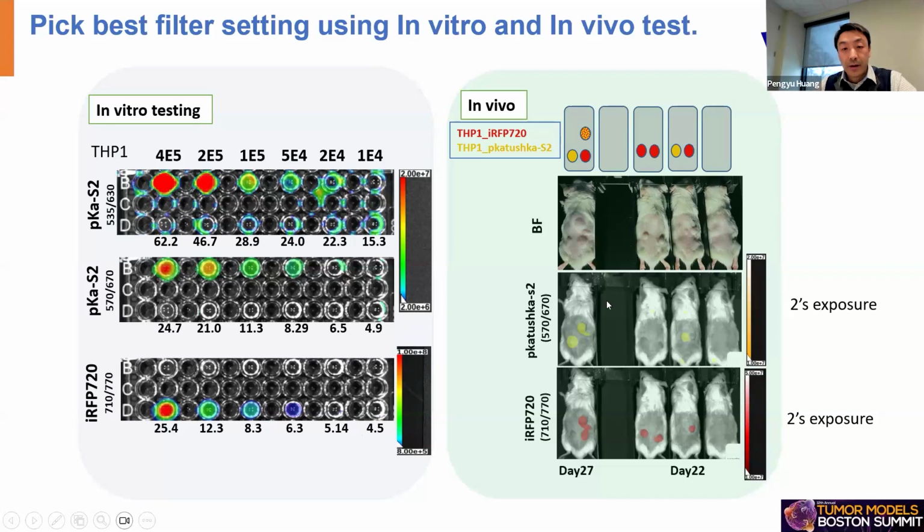On the left side, we injected the cell lines into the mouse either separately or mixed. Here is the mix of pKatushka with iRFP. You can see in the pKatushka panel there is a very great signal, just the signal from the pKatushka channel. Also if you check the iRFP panel, it also separates well. There is no overlap or spillover.